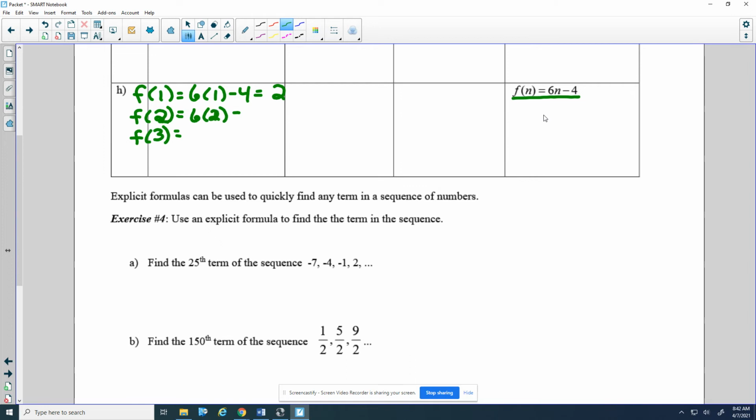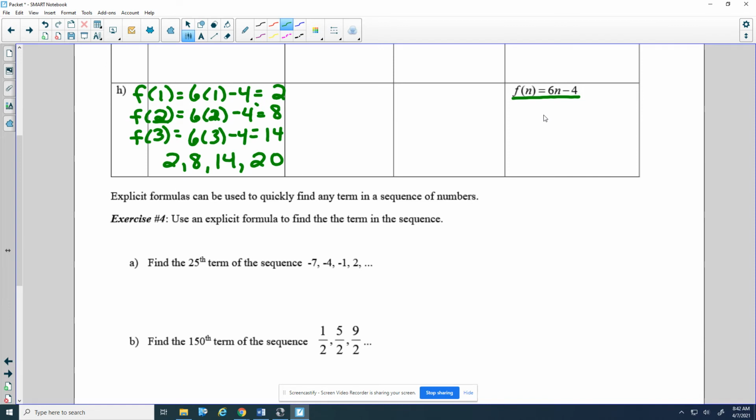This is 6 times 2 minus 4. So that is 12 minus 4, which is 8. And then this one is 6 times 3 minus 4. So this is 18 minus 4, which is 14. And I'll just figure out the last one on my own. So I can see that adding 6 pattern. So this is going to be 20 for my last one.